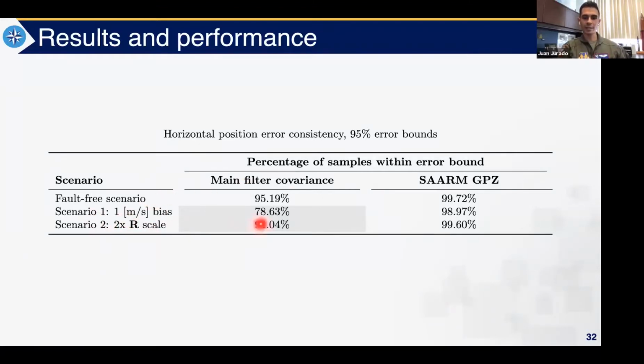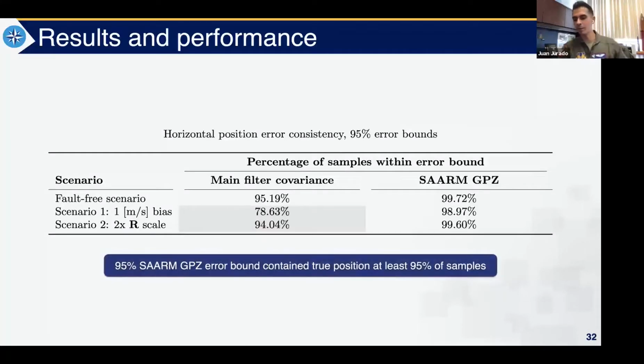When we induce a bias, the main filter covariance, of course, is inconsistent because it is informed by a biased sensor. The SARM GPZ, of course, still contains at least 95%. And then when the fault is a scale, the main filter is almost there because we're not biasing the filter. However, it falls less than 95%. Meanwhile, the SARM GPZ still covers at least 95%, which is what we were looking for in terms of guarantees to the user. And that's the bumper sticker there.